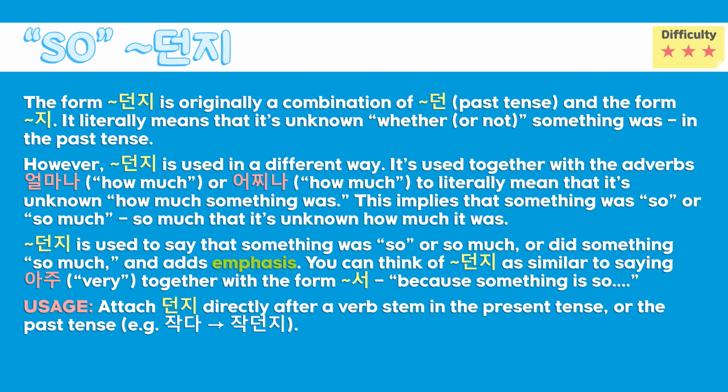던지 is used to say that something was so or so much or did something so much and adds emphasis. You can think of 던지 as similar to saying 아주, meaning very, together with the form 서, because something is so. To use it, attach 던지 directly after a verb stem in the present tense or the past tense. So 작다 could become 작던지.